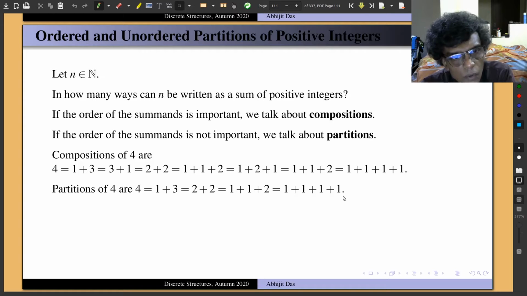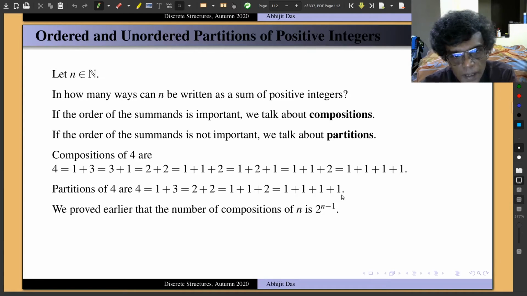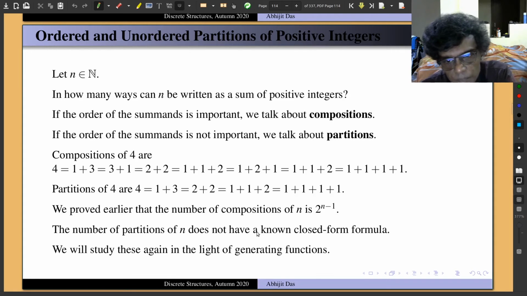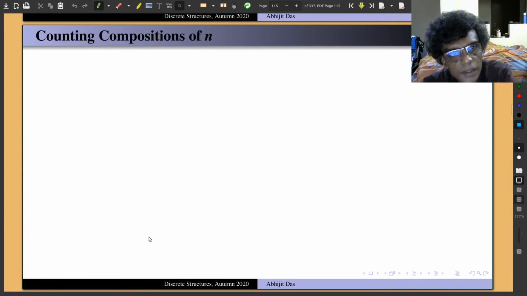Okay. So, earlier we have deduced a formula that the number of compositions of n is 2 power n minus 1. We will re-deduce the same formula, but this time using the theory of generating functions. Unfortunately, for partitions, that is unordered partitions, we can have some generating functions, but we do not know a closed form formula. Anyway, we will still work in the light of generating functions. We will once again deduce this and we will look at generating functions of partitions and some similar things. Okay, so first let us count compositions, ordered partitions.